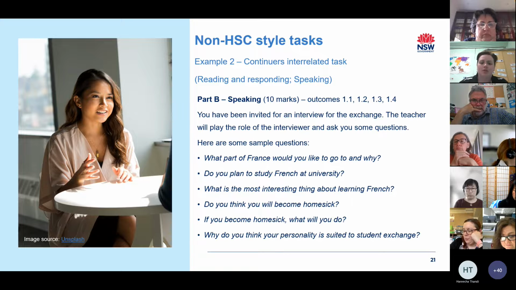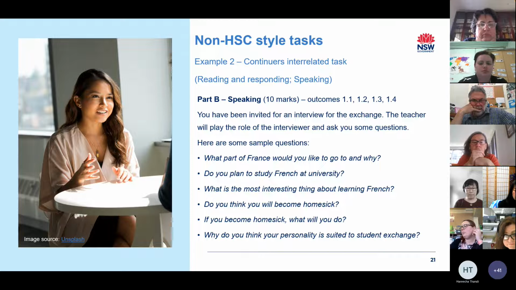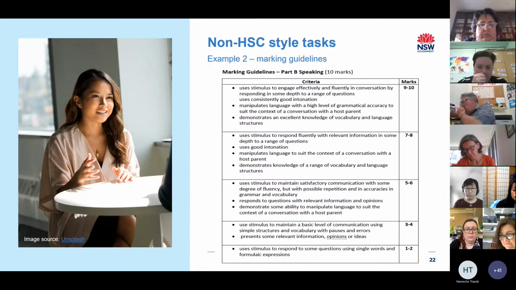And this is part B. Please take a moment to read it again. Here are the marking guidelines for the speaking component of this task.